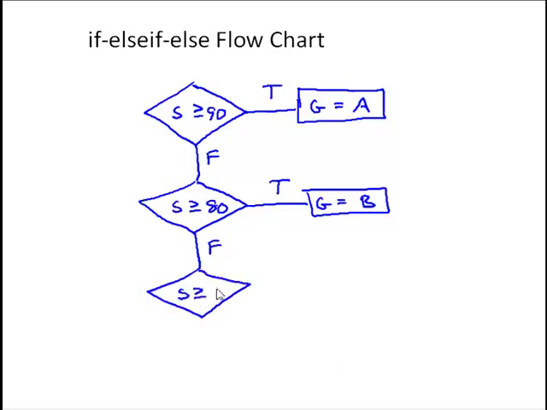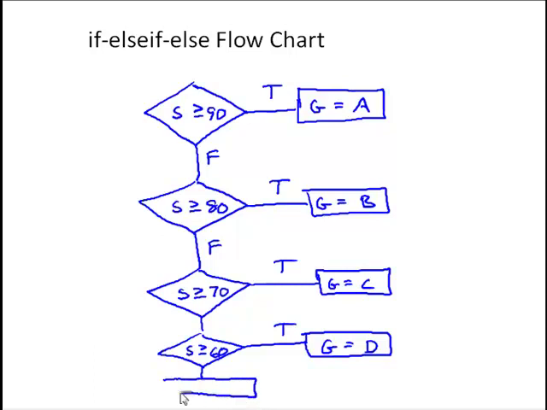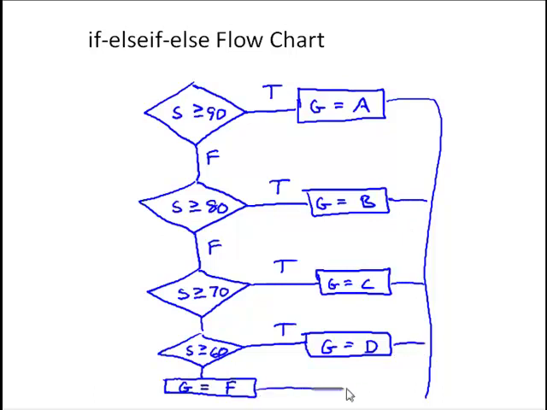Is the score greater than or equal to 70? True. Grade equals C. False. Is the score greater than or equal to 60? True. Grade equals D. False. Not another if statement. Grade is equal to F. And then what we're doing is all of these are joining together to complete and continue with the rest of the code, which in this case just is an end statement.